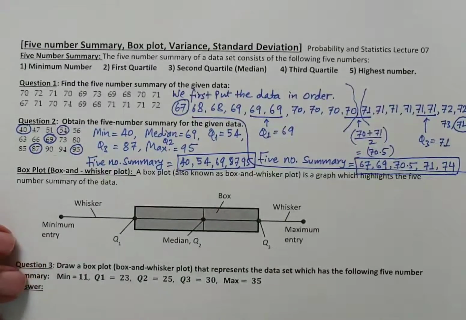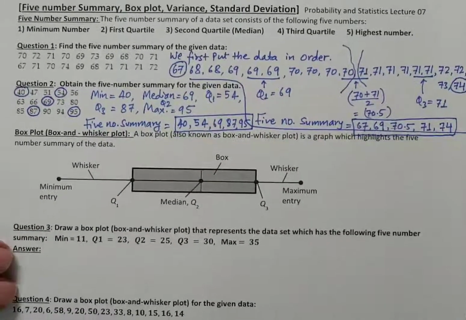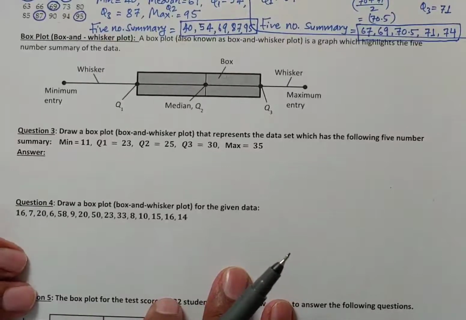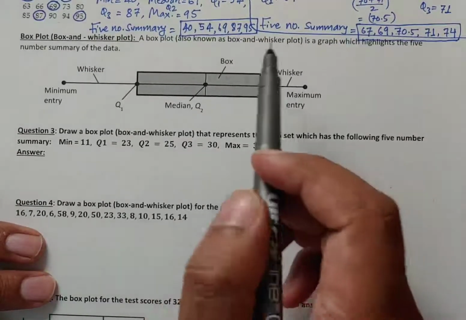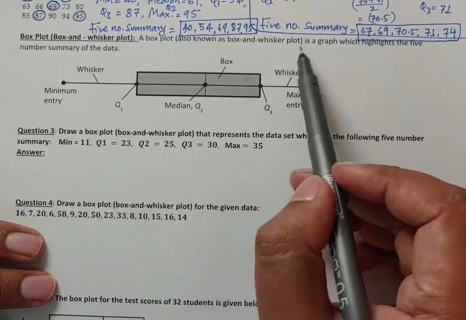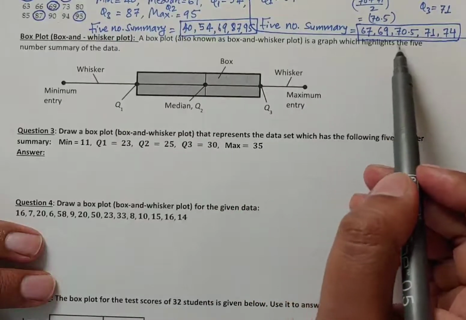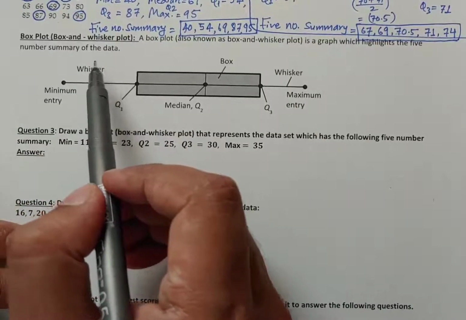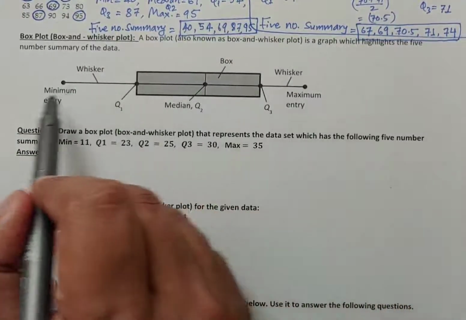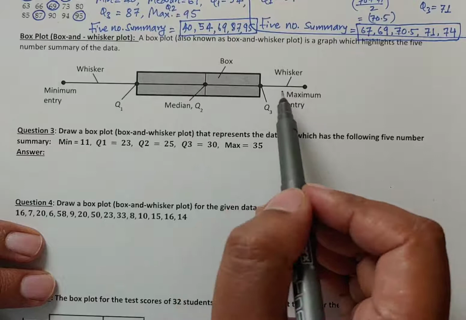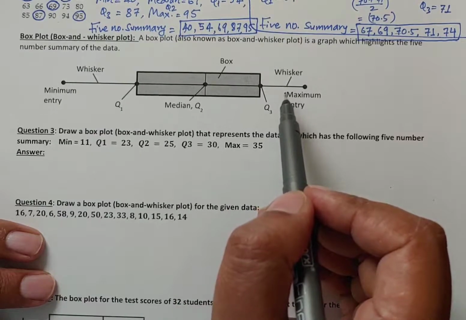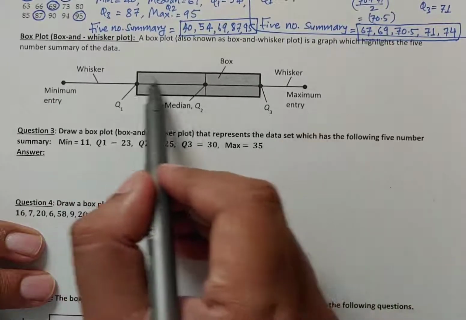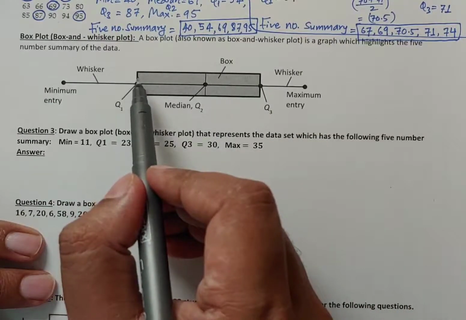Okay, now the box plot. What is a box plot? A box plot is a diagram which highlights the 5-number summary of the data. Okay, so the box plot looks like this, and it has a line in the middle, and there is a box in the middle, right?